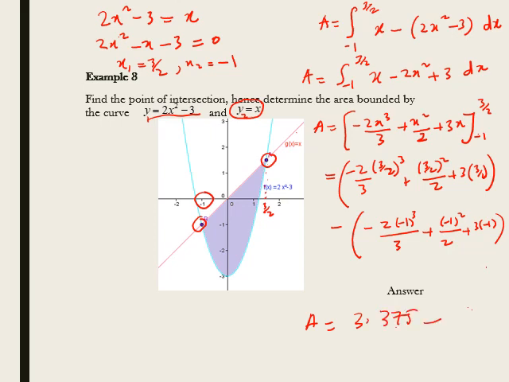3.375 minus negative 1.83. So the final answer will be 5.205 units cubed. Okay, that's it.